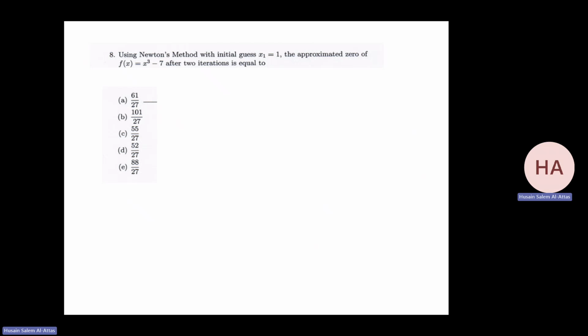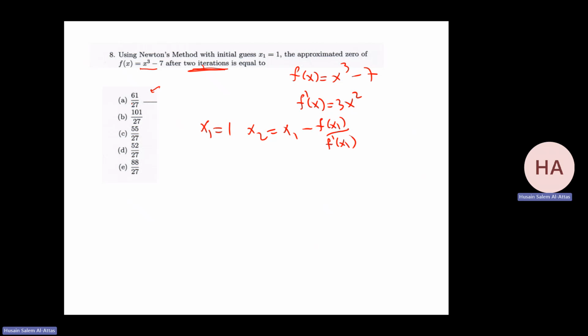Using Newton's method with the initial guess, the approximate is 0 after 2 iterations. So I need x2 and x3. So this is the function. What will be f prime? 3x squared. Yeah, the numbers are complicated, it's okay. x1 equals 1. x2 will be x1 minus f of x1 over f prime at x1. That will be 1 minus f of x1, 1 minus 7, that's minus 6 over 3. Yeah, that gives me 1 plus 2, which is 3.